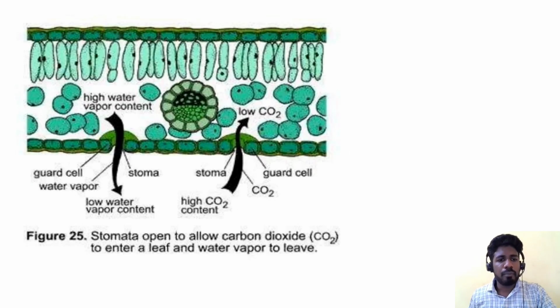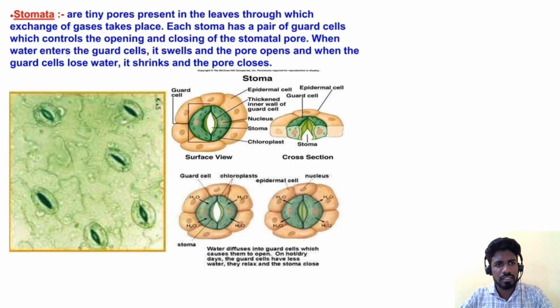So, this is the process of how stomata open to allow carbon dioxide to enter the leaf and water vapor to leave. So we have a layer of stomata, right? The stomata will open for carbon dioxide to enter, and then the water vapor will evaporate from the stomata. This is the overall process taking place during photosynthesis, right?